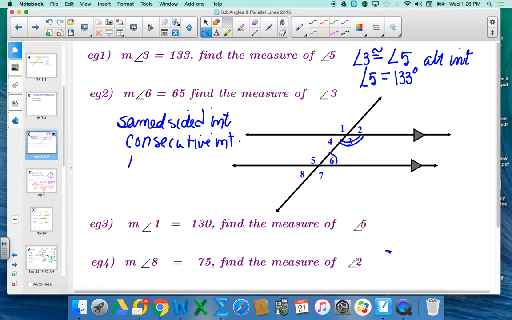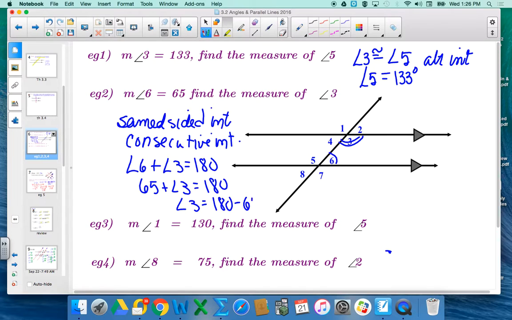They add up to 180 degrees. They are supplementary. Okay? So if angle 6 is 65 degrees, how much is angle 3? 180 degrees minus 65 is how much, y'all? 115. Right.